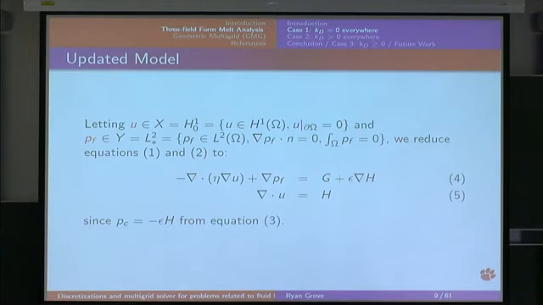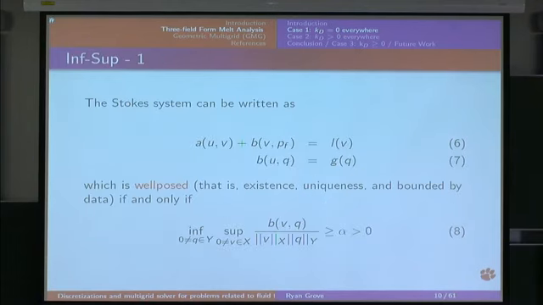All right, so this reduces our equations down to these, since we were able to take PC equal to negative epsilon h from equation 3. We're going to take a quick break to talk about inf-sup conditions, because they're very important for this case. So we can rewrite our Stokes system as follows, into a bunch of bilinear forms on the left side and functions on the right.